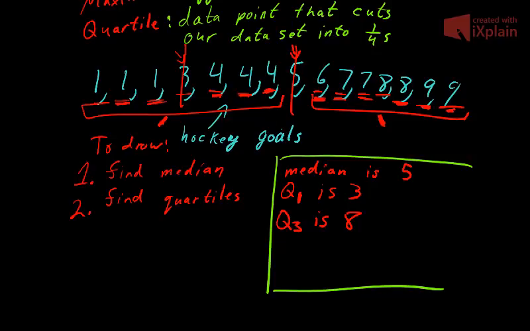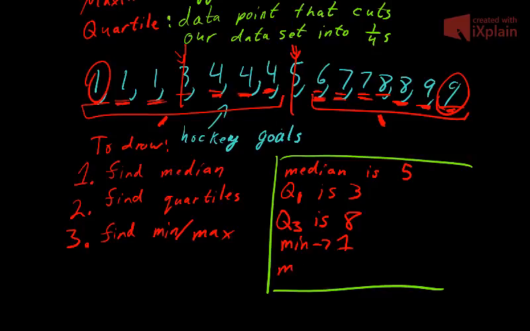So now that we've found our median and our quartiles, we also have to make sure we see our min and max. So find min and max, which kind of happens when we find our median because we have to order it anyways. So our minimum is going to be right there, and our maximum is going to be over here. So I'll write min 1, maximum 9. And after that, we're all good to go.